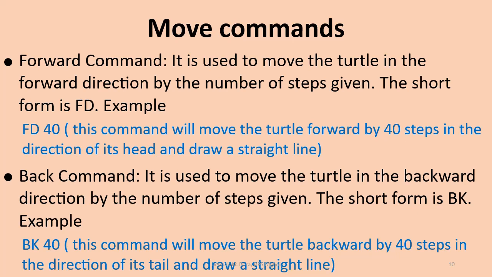Next is the back command. It is used to move the turtle in the backward direction by the number of steps given. The short form is BK. We usually write the short form in the input box to save time. Example, BK 40. This command will move the turtle backward by 40 steps in the direction of its tail and draw a straight line. We will see practically the working of these commands.